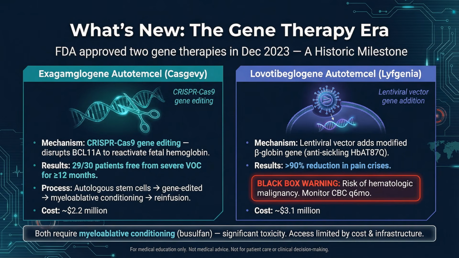On the right is Lyfgenia, which uses a lentiviral vector to add a modified, anti-sickling beta-globin gene. It has also shown a greater than 90% reduction in pain crises, but it does carry a black box warning for a risk of hematologic malignancy. The major caveats for both are the significant toxicity from the required myeloablative chemotherapy and the astronomical cost, which severely limits access for now. But this is truly a historic milestone.